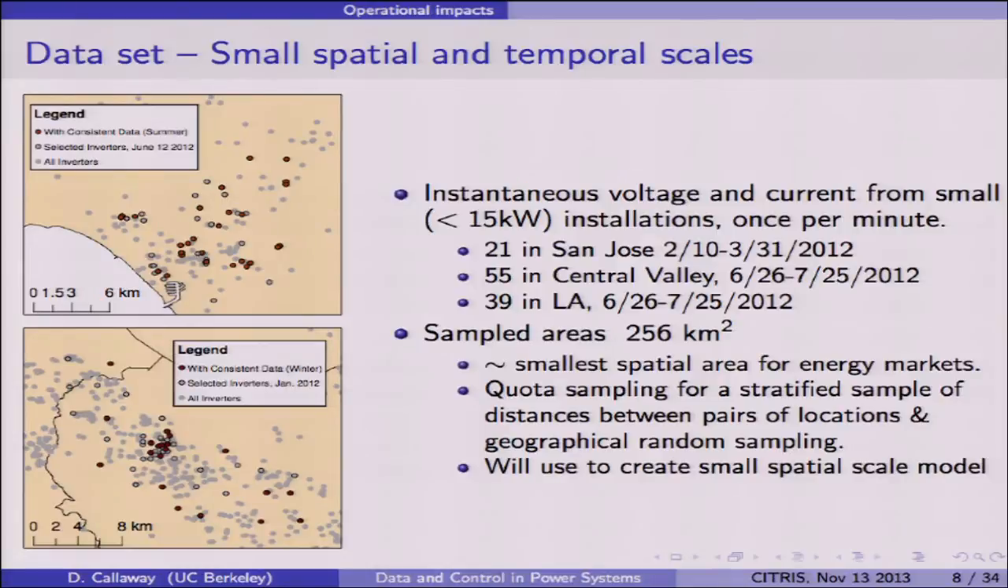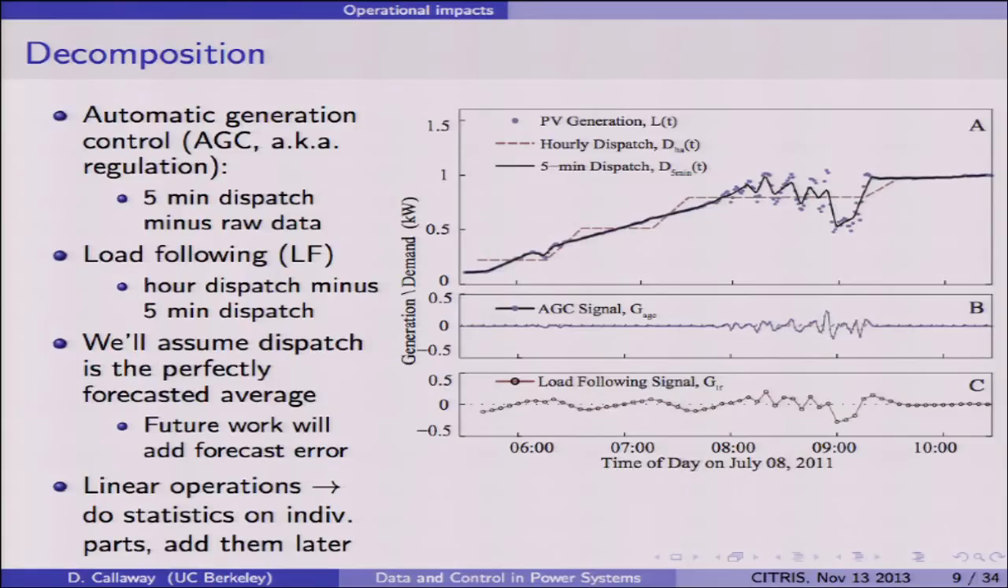And our objective will be to build models for these periods of time in these locations. And then we use those models to extrapolate out to larger areas. So these areas we sampled are roughly 256 square kilometers. And we chose that area because it's approximately equal to something we call a subload aggregation point in the state of California. And that's one way of thinking about the smallest unit that system operators care about, the smallest spatial area that system operators care about.